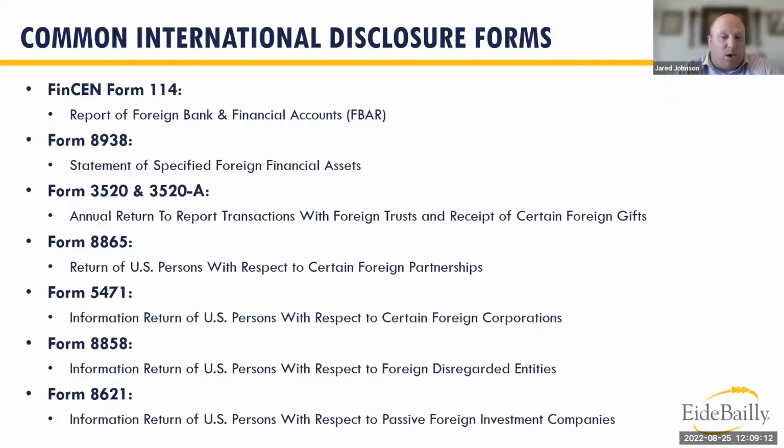then 8621 is a form for passive foreign investment companies, or reporting of a passive. So that's kind of interesting. So passive foreign investment companies have an 8621 that has certain taxation aspects to it. It's kind of a punitive tax. And more commonly known as PFIC, right? Yeah, PFIC. Yep. And a lot of people think, well, I don't own a foreign passive company, so I don't have to worry about this.